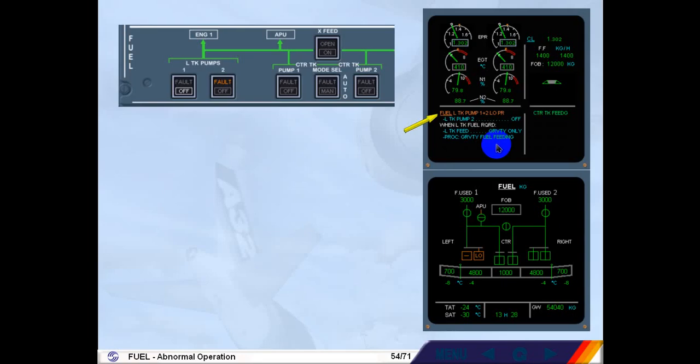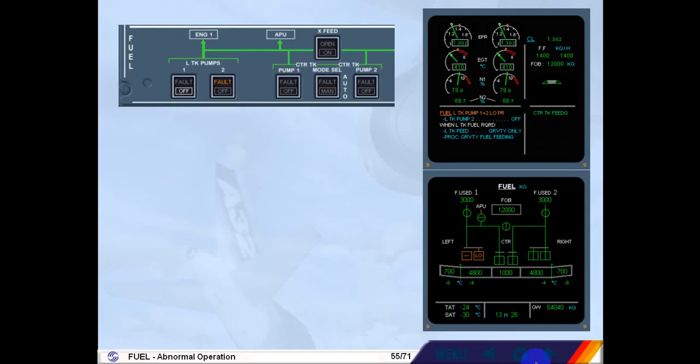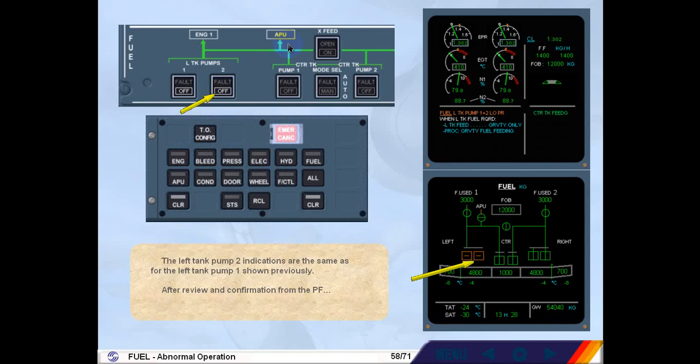The amber message, fuel left tank pump 1 plus 2 low pressure, on the engine warning display means that both left tank pumps have failed. Once again, the ECAM fuel page appears automatically. The pilot flying will ask you to perform the ECAM actions. Perform ECAM action. The left tank pump 2 indications are the same as for the left tank pump 1 shown previously. After review and confirmation from the pilot flying, clear fuel.